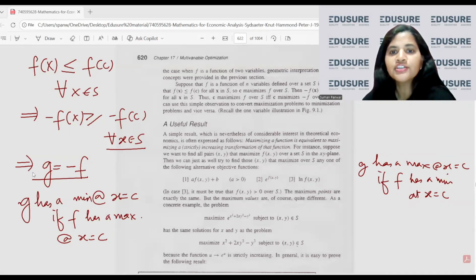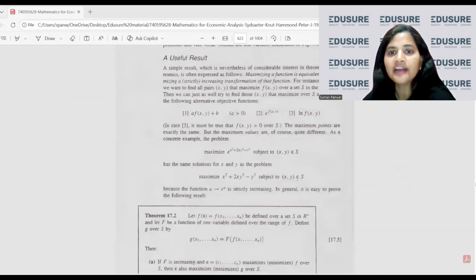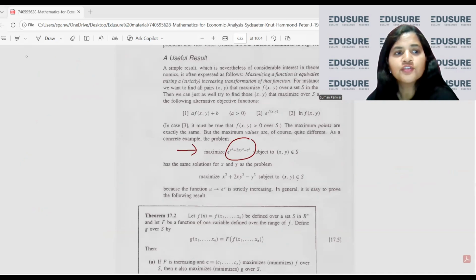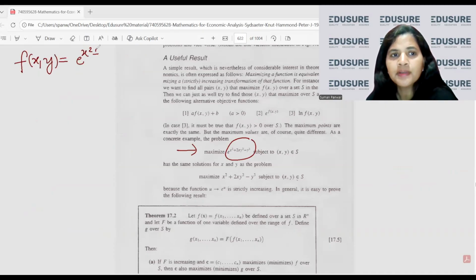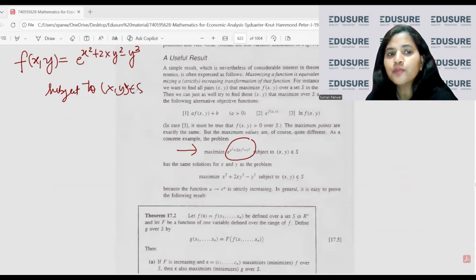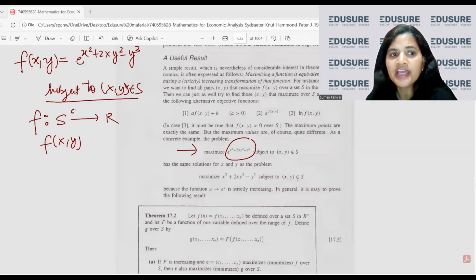Now let us talk about a useful result, and let me look at this example. Suppose you have a problem where you have to maximize a function of two variables, f(x, y) = e^(x²+2xy²−y³), subject to (x, y) belonging to S. So basically, suppose I'm inside this domain. Suppose my function is defined from S to R, where f(x, y) and S is a subset of R2.